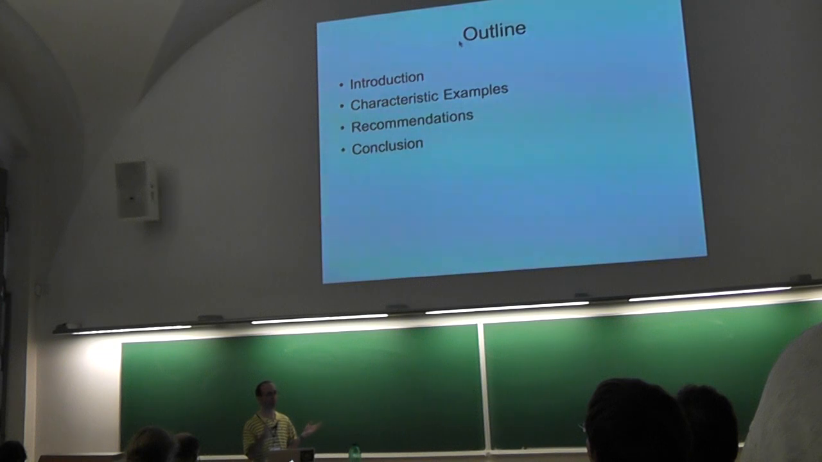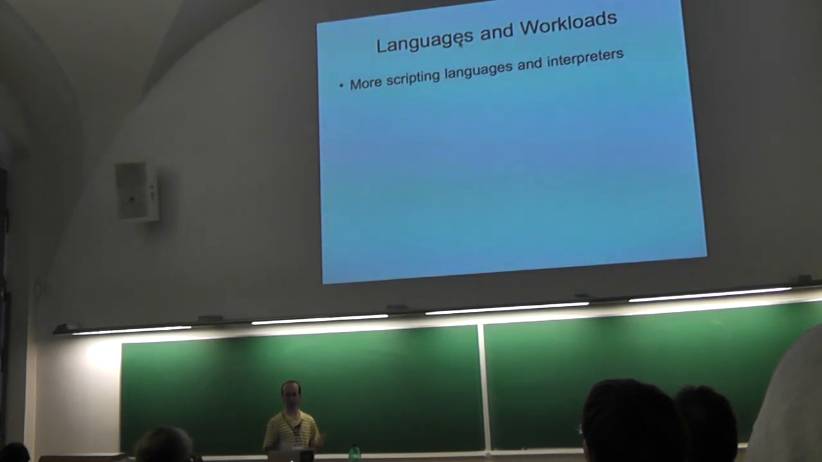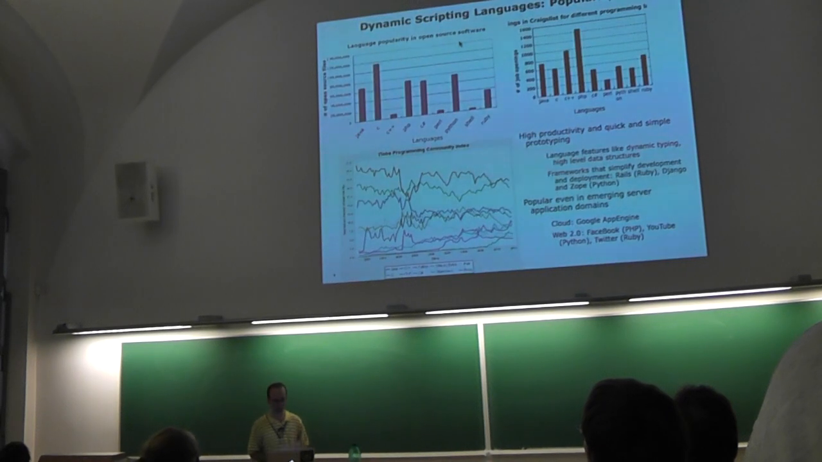So basically, I'm going to give a little bit of an introduction about the languages and then alternate back and forth between some characteristics and some optimization opportunities, and hopefully get some more discussion about that. As I said, this is about optimizations for dynamic scripting languages, interpreters, and more and more workloads are moving to these types of languages, and more use away from Java, and the popularity of these languages is increasing.